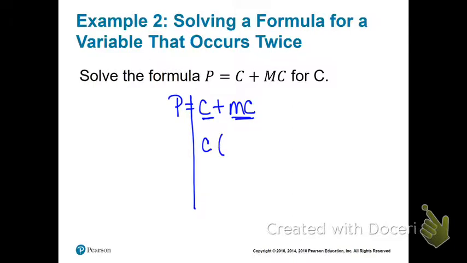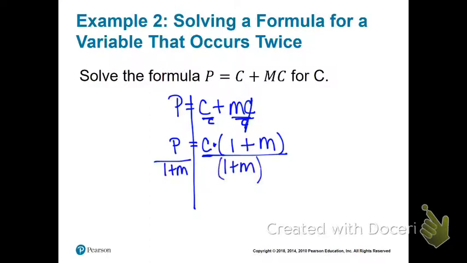And so remember, when we common factor, we take that common thing and we put it outside the parenthesis, and then we divide both of these by it. Well, C divided by C is 1, plus MC divided by C. Those C's will cancel, and we get M. And this is still P equals. Now I want to solve for C, so I need to get rid of that parenthesis. Well, that's C times the parenthesis, so we do the opposite, which is divide. So I'm going to divide by the parenthesis, and it doesn't matter if you put the parenthesis or not, okay? So we get P over 1 plus M equals C.